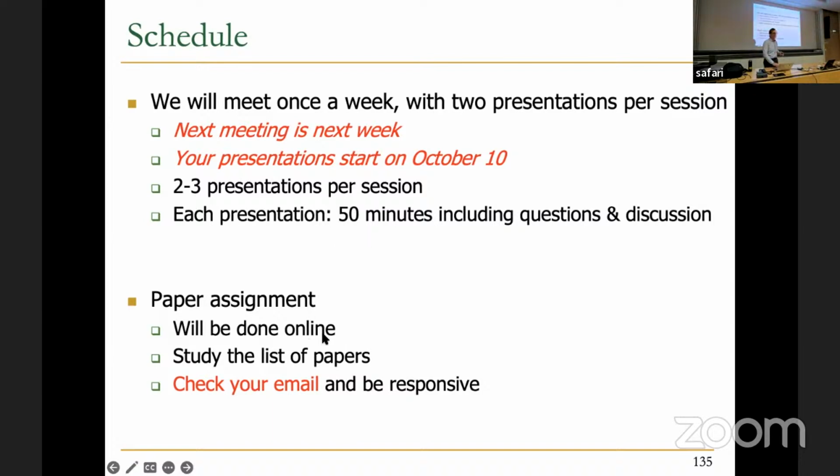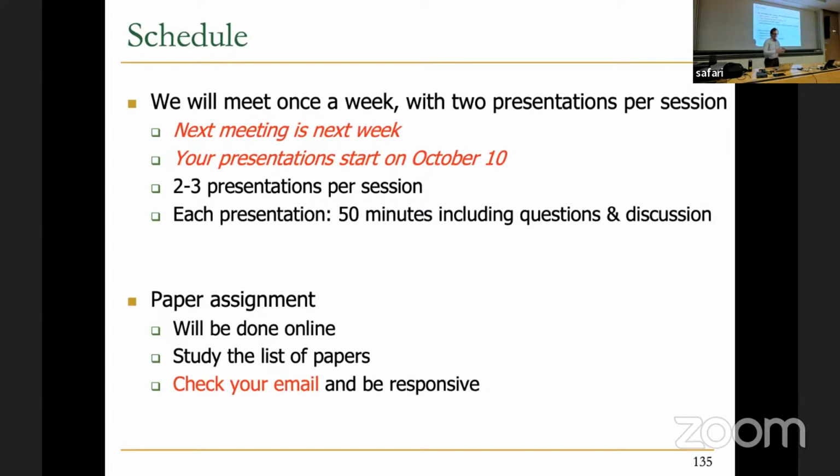So paper assignment will be done online. So study the list of papers, and please check your email because this will be sent soon. The list of papers will be sent soon. And I don't know how many papers, but we usually list 60 or 70 papers. In the past, we may have listed even more. And then you choose and rank some of your top choices.